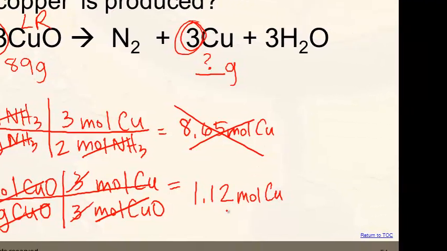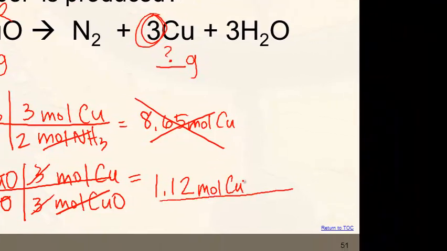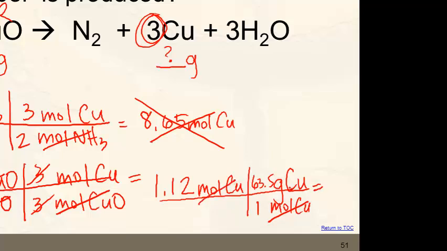Now we've got to take this number and convert it into grams because that was what the problem requested for our answer. So 1 mole is 63.5 grams. That cancels out. And our answer here, 1.12 times 63.5, I'm going to write it above up here, is 71.1 grams of copper produced.